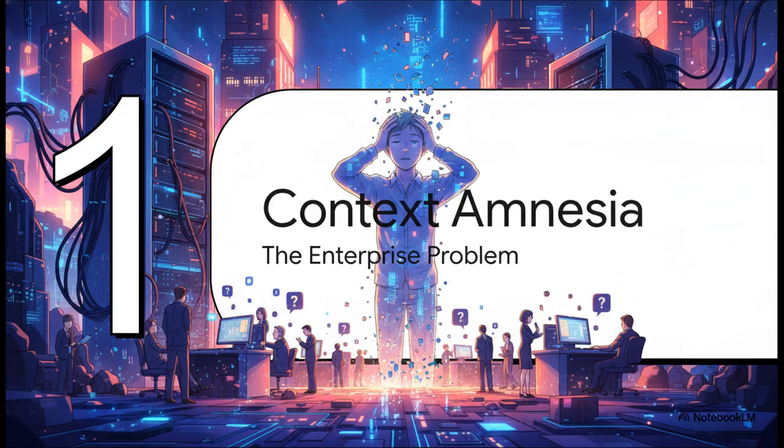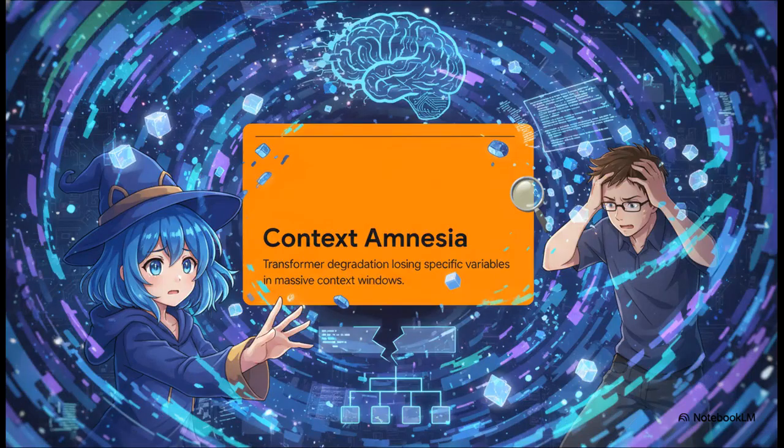All right, Section 1, the context amnesia problem. Now, before we can really appreciate what Anthropic has built here, we have to talk about the elephant in the room, the massive, ridiculously expensive pain point every single enterprise developer is dealing with right now: context amnesia. So, what is it? Well, it happens when standard transformer architectures just degrade. They literally forget specific variables or core system prompt instructions once they get deep inside those massive 1 million plus token context windows. It's like reading an entire encyclopedia and forgetting the rules of grammar by the last page.